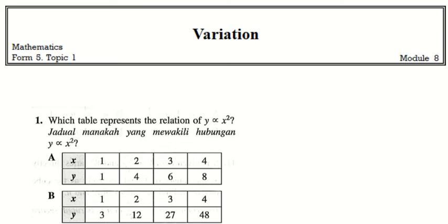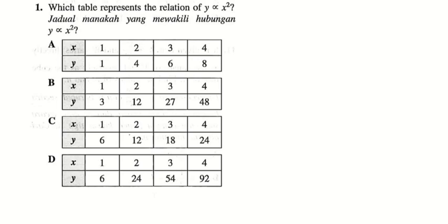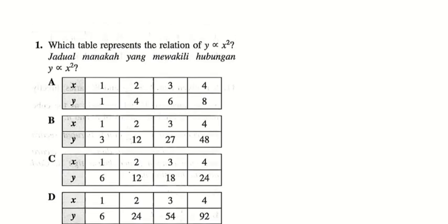Okay, today we do variation. Question number 1. Which one represents the relationship y is directly proportional to x squared? So the meaning is y equals kx squared.